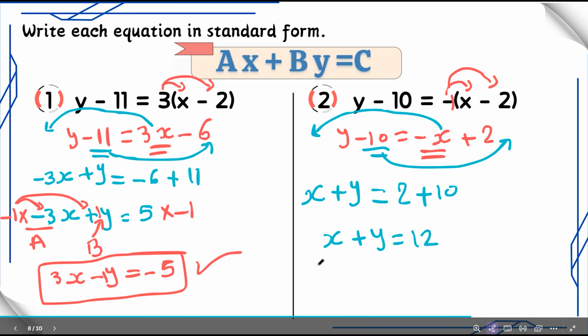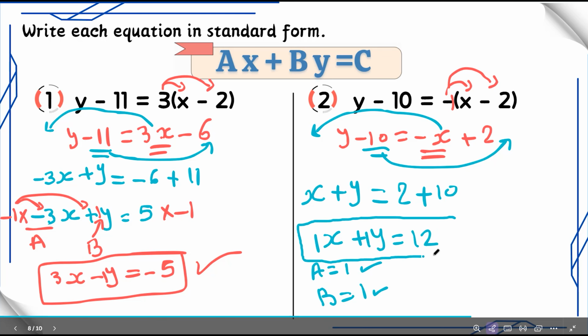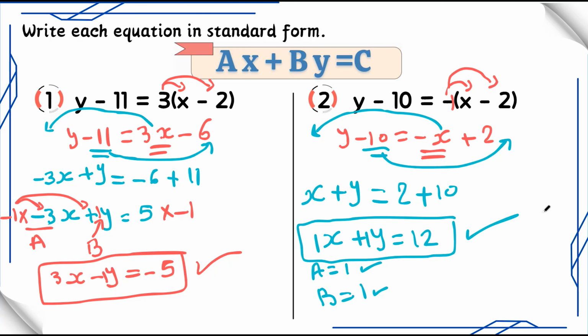Where is the a? A here is 1, the number opposite x. What about b? B is the number opposite y, which is 1. A is a positive integer, okay. B is an integer, yes. Then our equation is in standard form.